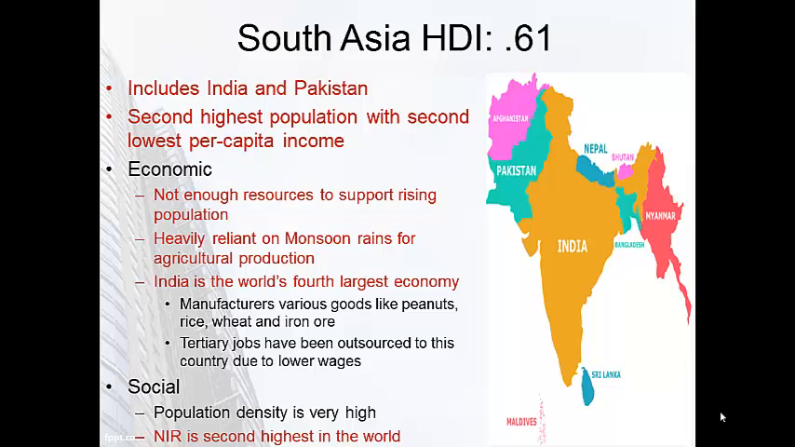On the social aspect, the population density in this area is very high, and the natural increase rate is the second highest in the world, right? There are a ton of people being born, and the economy just can't sustain the increasing growth rates.